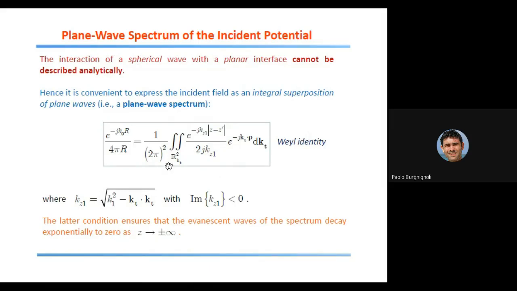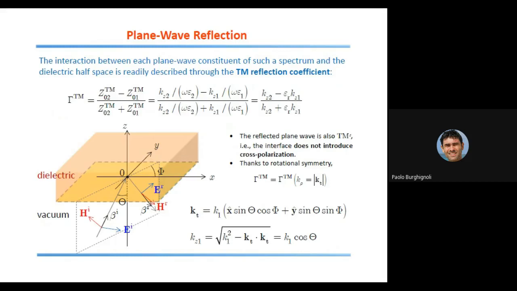Okay, so basically our valid identity expresses the spherical function on the left-hand side as an integral superposition of plane waves, because inside the integral we only have exponentials and thus plane waves. For each of those plane waves we are able to describe the interaction with the planar interface, because that's the elementary problem of plane wave incidence, and so reflection and refraction upon a planar interface.